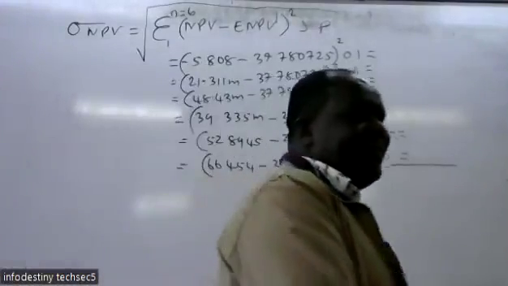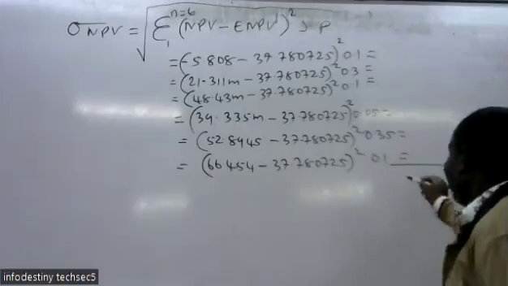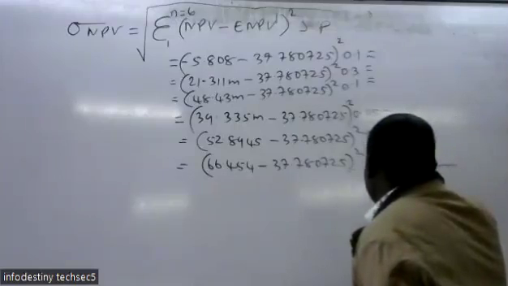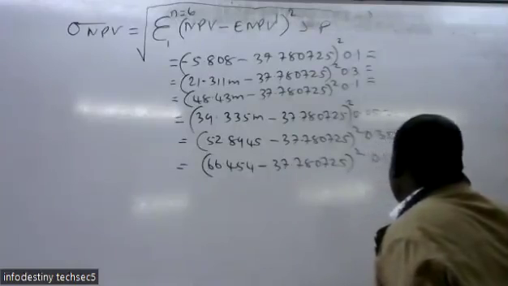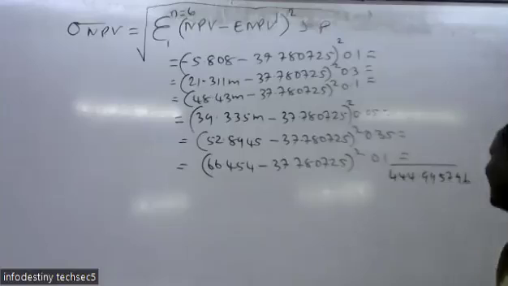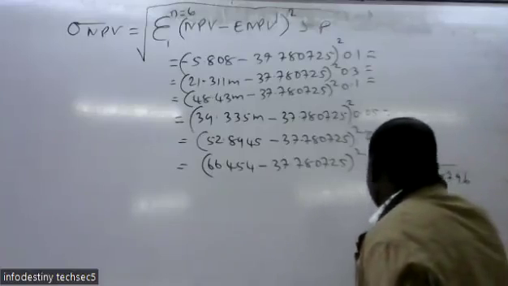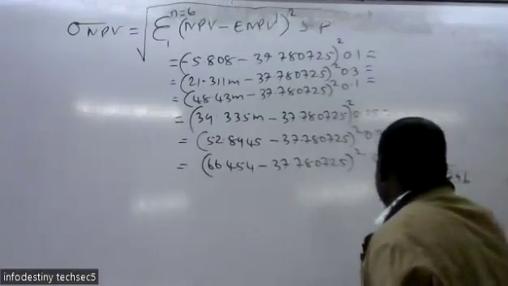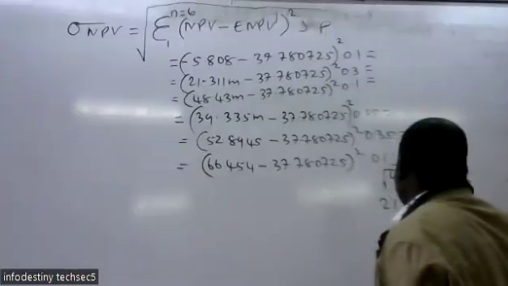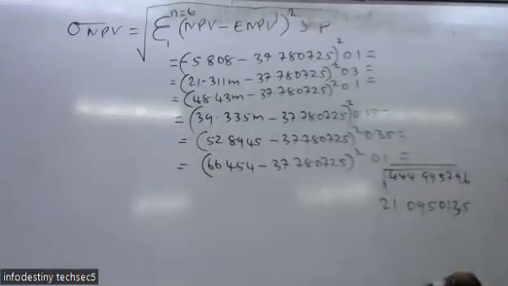What is the total when you add? 444.579. Right. Square root is 21.0950125.